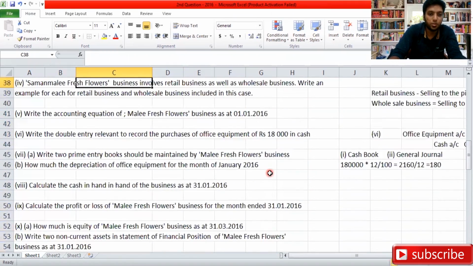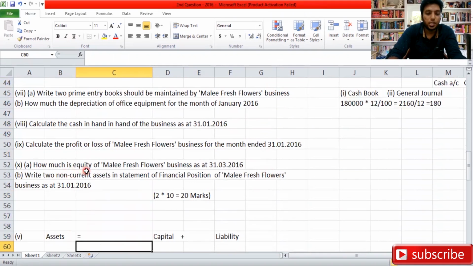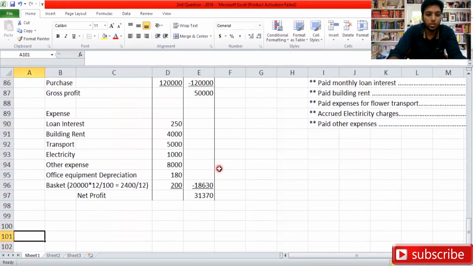So let's move on to the last adjustment for today. It's Roman number 10. What's the question? How much is the equity of Mali Fresh Flowers business as at 31st/3/2016? Very straightforward question. You can find it easily because Mali has already invested 40,000 capital. This is the amount she had in opening when she invested. Now you have a profit of 31,370. You need to add this amount to the capital, because that's how you will get the final capital for the month. Once you add it, you will get 71,370. So this is your actual closing capital.